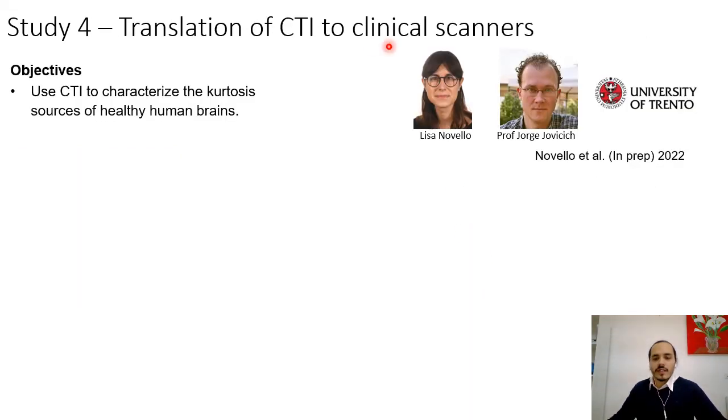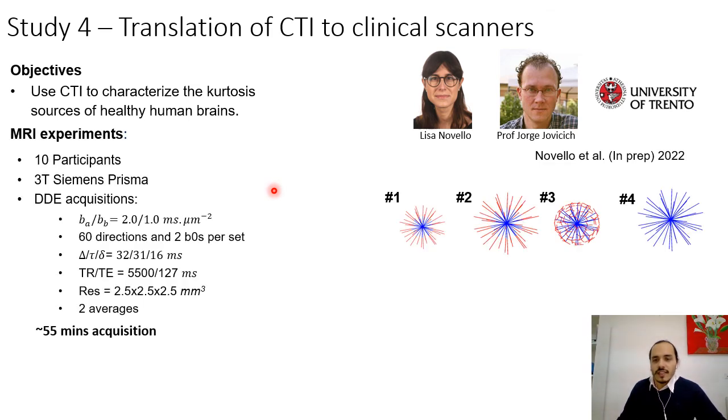We are also currently working on the translation of CTI to a clinical scanner. This is work done in collaboration with the University of Trento. The objective here is to use CTI to characterize the kurtosis sources of healthy human brains. For this, we used the minimal protocol of double diffusion encoding sequences implemented on a 3 Tesla Siemens scanner. Data was acquired for 10 healthy participants.